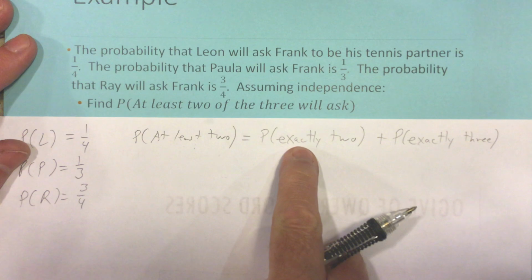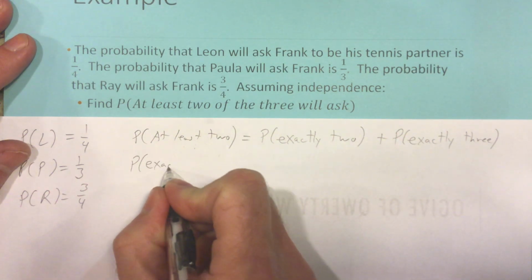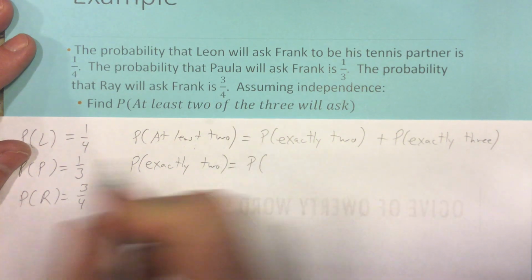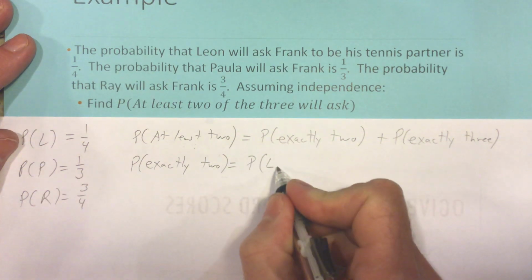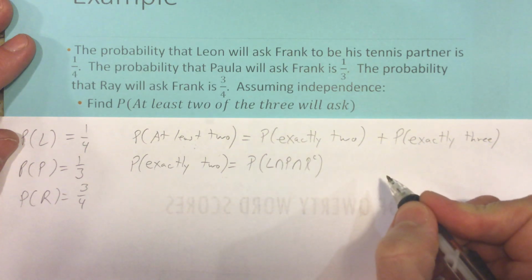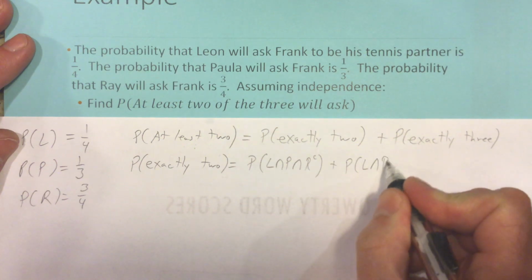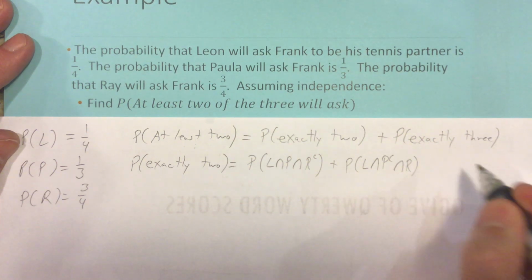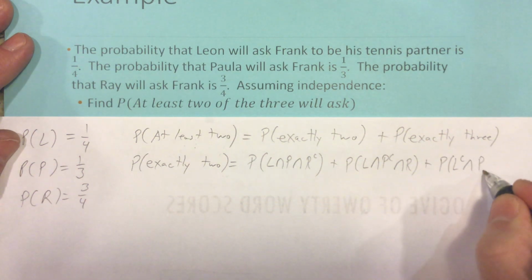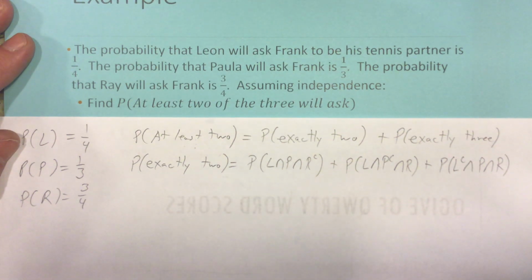Now, exactly 2 asking, there's multiple ways that that could happen. So let's break that down. That could be Leon and Paula, but not Ray. It could be Leon, not Paula, but Ray does. Or it could be Leon's the one that doesn't ask, but Paula and Ray do. Okay, so there's 3 ways that exactly 2 people can ask.